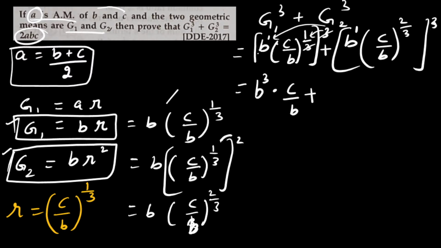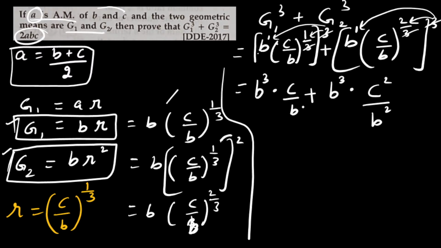Same thing will happen here also. So this 3 will get multiplied with this 1 also, and with this 2 by 3 also. So b into 1 into 3 is b cube. So here I'll get, 3 and 3 will get cancelled, c square by b square. So after simplifying this, what we will get? Here b's two powers will be left. So I'll get b square into c, plus here two b's will get cancelled, so what I'll get? b into c square.